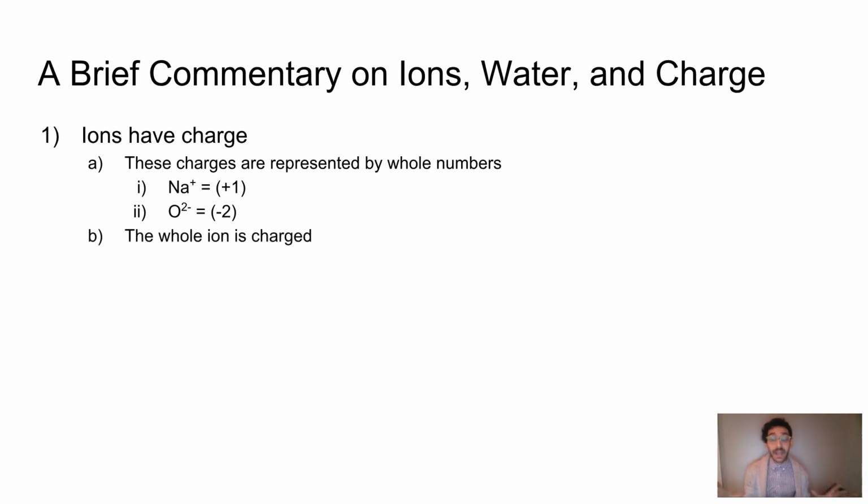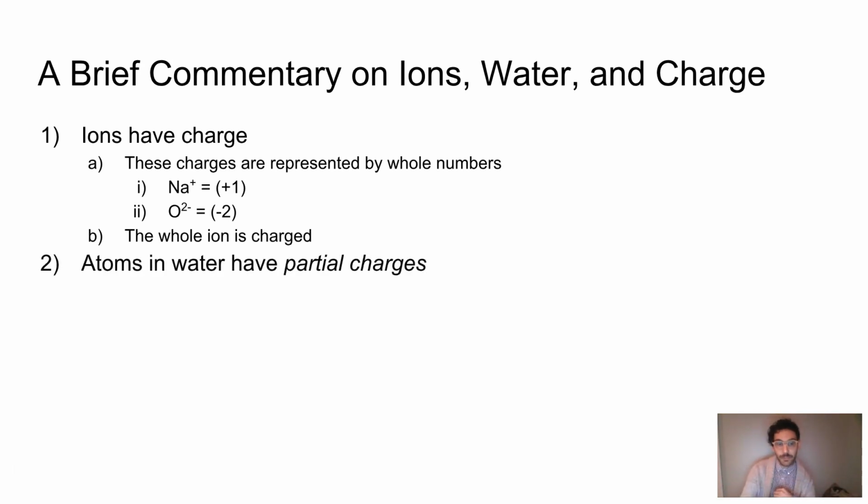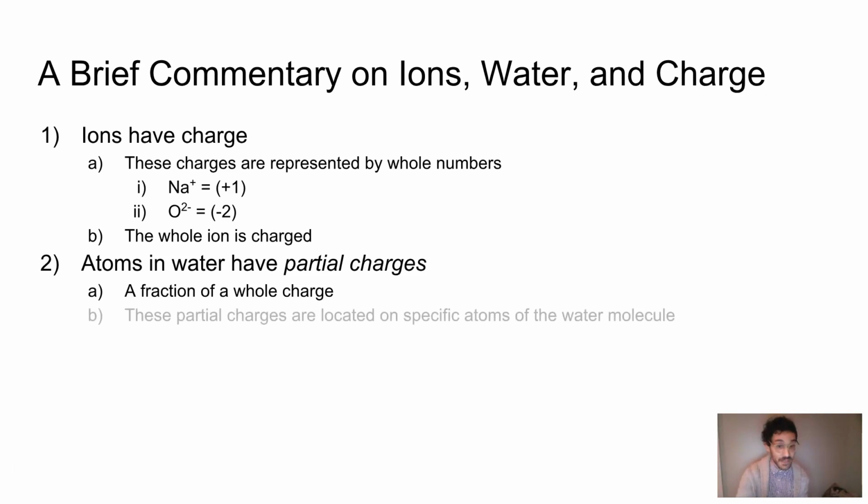The whole ion itself is charged as well. If you have an ion of sodium, that +1 charge is spread throughout the whole thing. Well, this is different from water because the atoms in water have what we call partial charges. A partial charge is like a fraction of a whole charge. It's not 1 or 2. It's actually going to be less than 1.